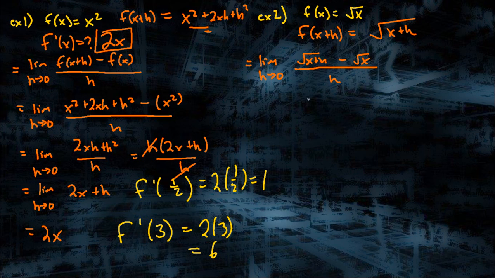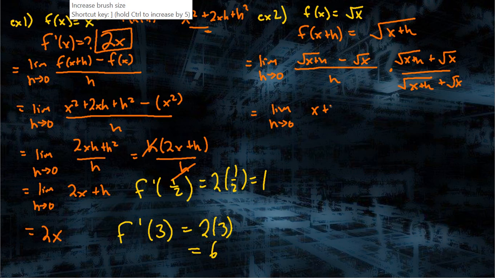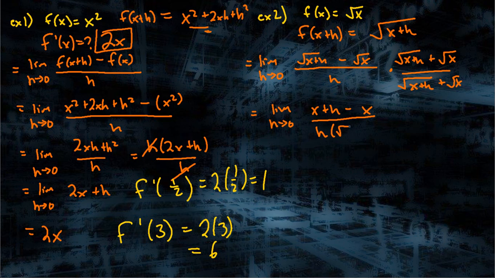Now I'm going to need to rationalize my numerator in order to get this h to cancel. So I'm going to multiply by root x plus h plus root x. Now I'm not going to actually multiply out the numerator because I'm hoping that h is going to cancel. So I'm going to have the limit as h approaches 0 of, now if I multiply out that numerator, I'm going to get, not a root, I'm going to get x plus h minus x all over h times root x plus h plus root x.